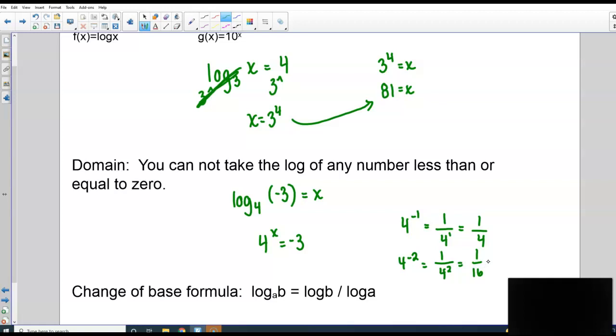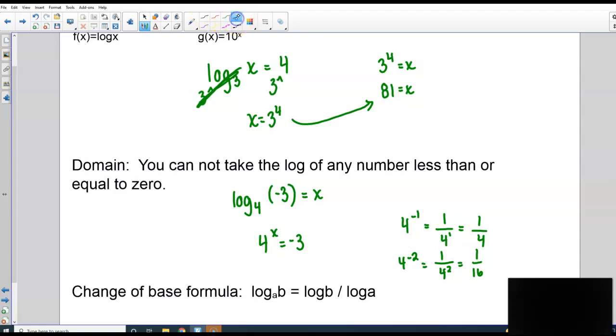Am I ever going to get a negative answer? No. Because I'm going to have tinier and tinier fractions, but I'm never going to get a negative, right? And so it is never even going to get to 0. Although it'll be really close, like 1/4 to the 100th power is going to be really close to 0. It's not going to be 0. So this is why you cannot take the log of 0 or a negative number.